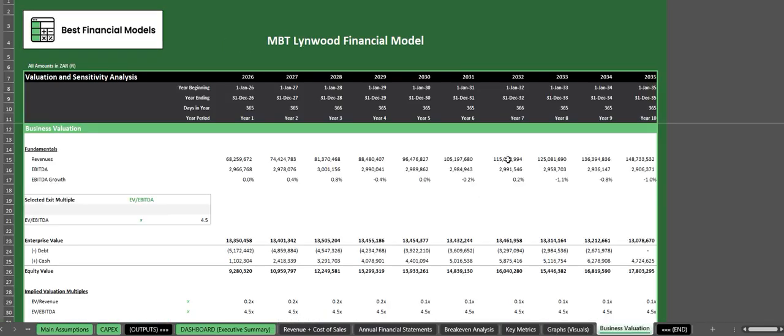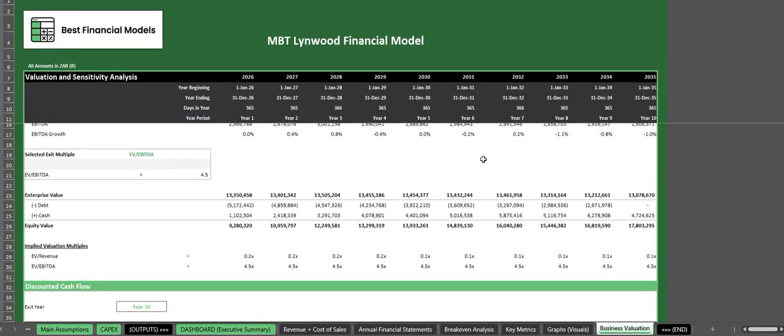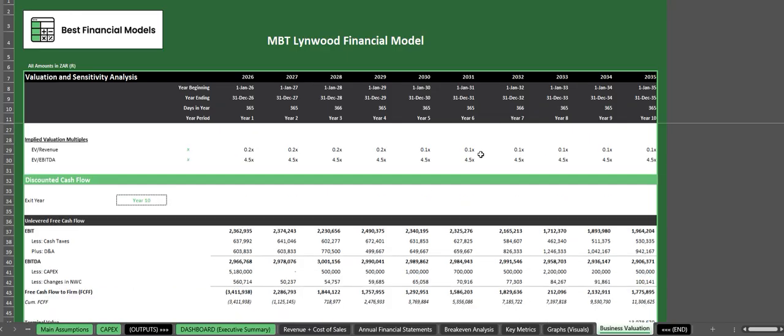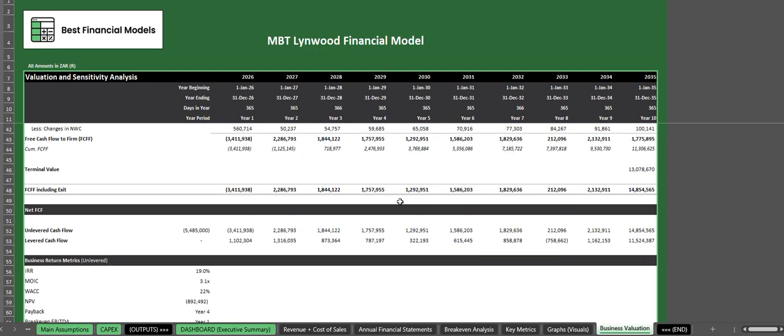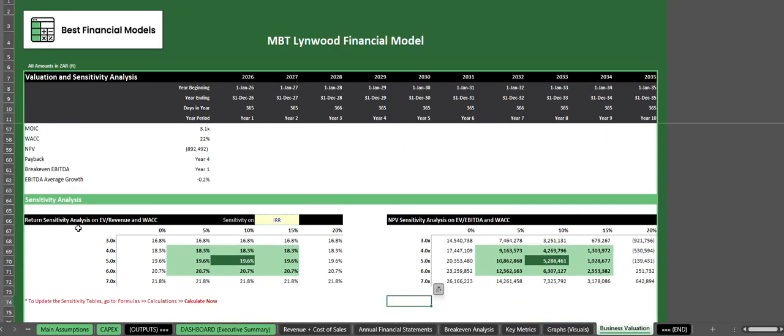In conclusion, the business valuation, once again, automatically calculated for you and based on the initial assumptions that were made on the main assumptions sheet. But here you can see the free cash flow automatically calculated, net free cash flow, levered and unlevered cash flow, investment returns automatically calculated for you, as well as in conclusion a sensitivity analysis to see exactly in terms of the change of multiples or the change in the WACC rates, what you can expect in terms of investor returns.